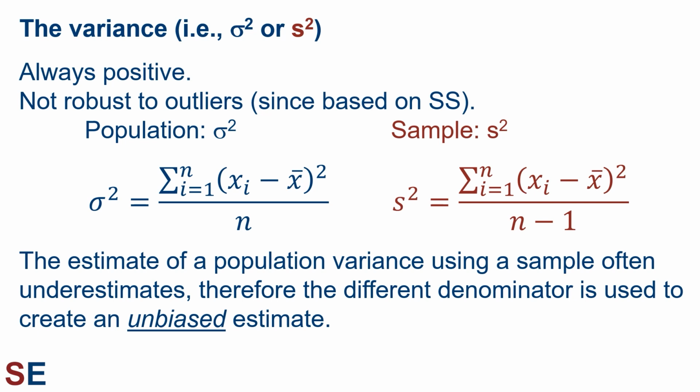We use this second equation for a sample because the estimate of a population variance using a sample often underestimates the true population variance. Therefore, the different denominator is used to create what's called an unbiased estimate of the population variance. Remember that all sample statistics are estimates of population parameters, and so we'll never expect them to always be exactly correct, but we don't want there to be any bias where they consistently underestimate or overestimate, and this adjustment to the variance formula prevents it from consistently underestimating the population variance.